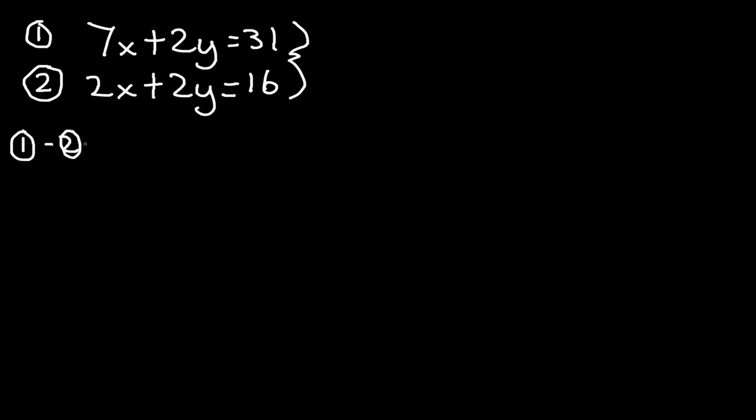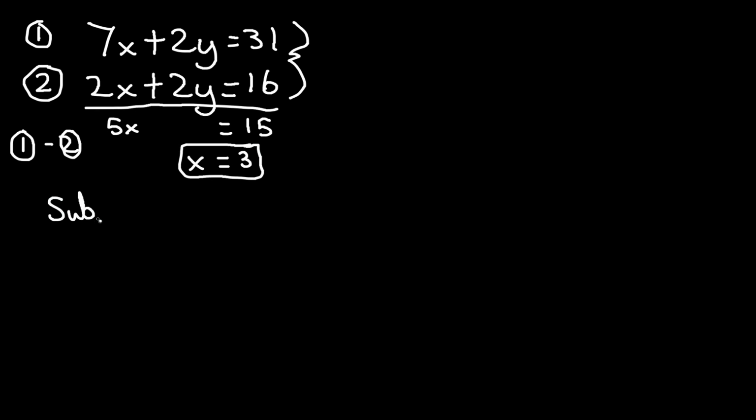from equation 1, and this gives us 7x minus 2x is 5x, 2y minus 2y is 0, 31 minus 16 is 15. So dividing both sides by 5, x is equal to 3. We can now substitute x equals 3 into one of these equations, 1 or 2.